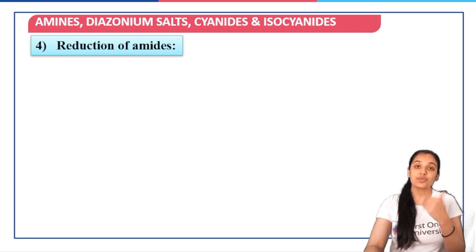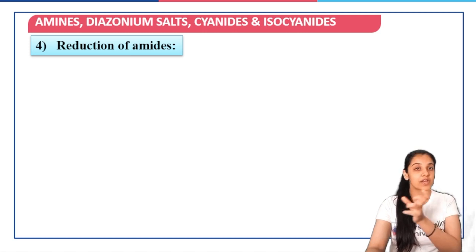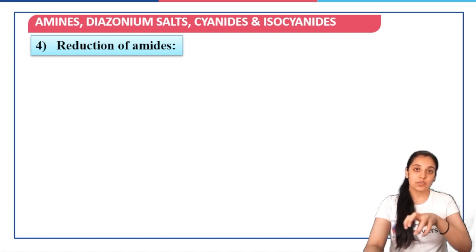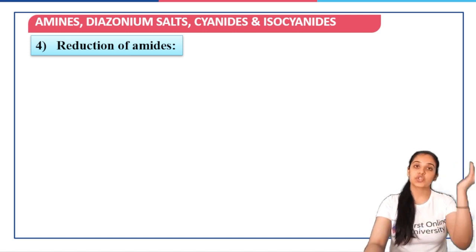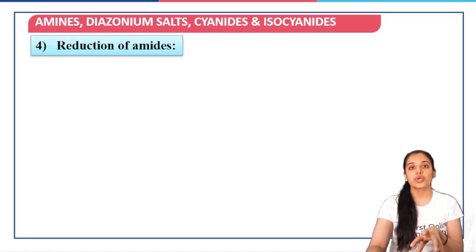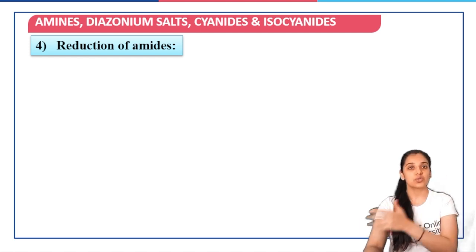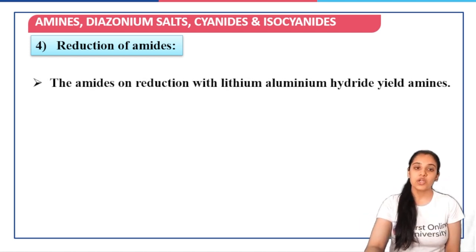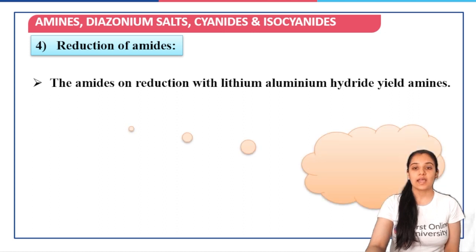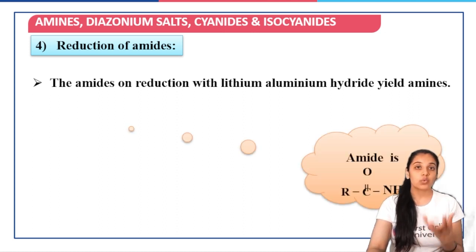So when we reduce amides, that is amide is CONH2, reduction means removal of this oxygen. When oxygen is removed, hydrogen is added to the carbon atom. So what we get in place of CONH2, we get CH2NH2, which is nothing but amine. So amides on reduction with LiAlH4 are going to yield amine. We have already talked about what is amide.